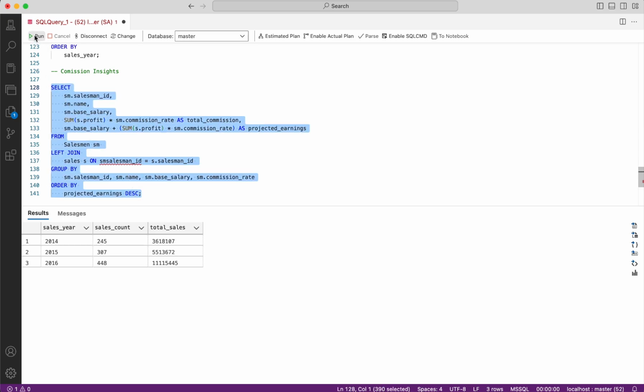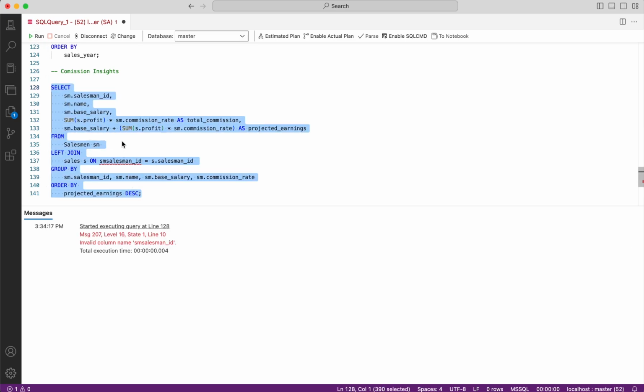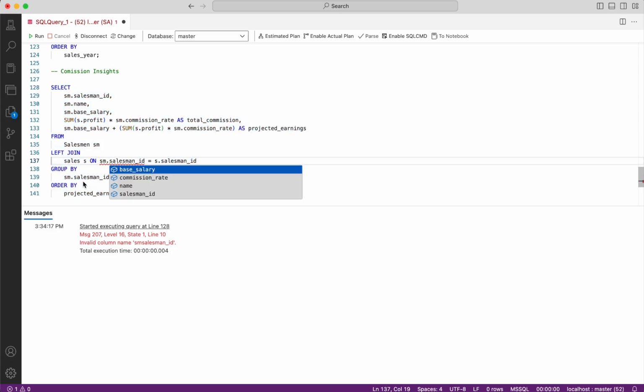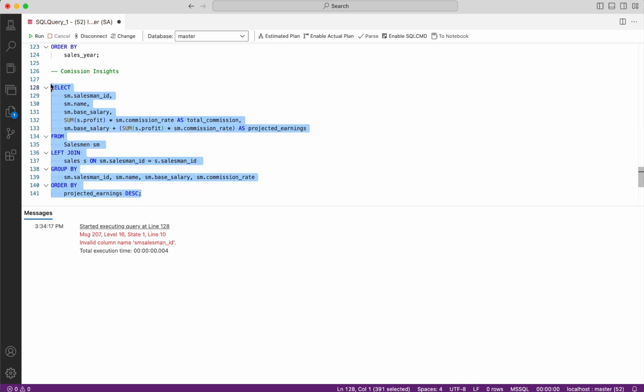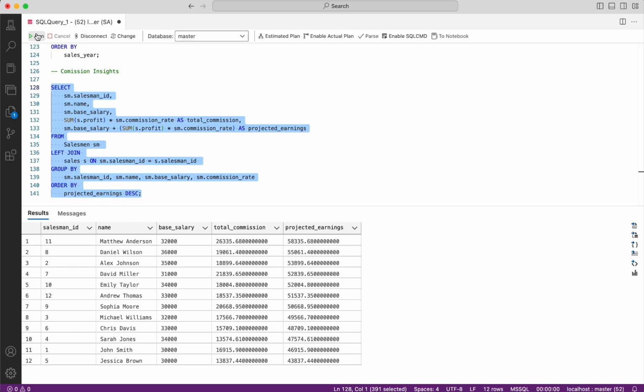So let's run it. Let's see what we... Okay, where's that at? Right here. Okay. So we've got our salesmen, their names, their base salary, their total commission, and their projected earnings. What can we gather from this?